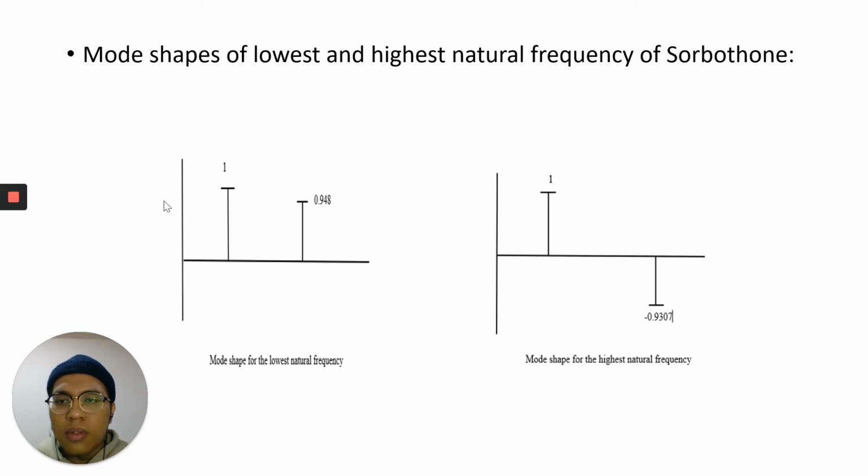Next, the mode shapes for the Sorbothane. As for the lowest natural frequency, it can be seen there. It gives both positive values, which are 1 and 0.948. And the mode shape for the highest natural frequency possesses a positive value and a negative value, which are 1 and negative 0.9307.